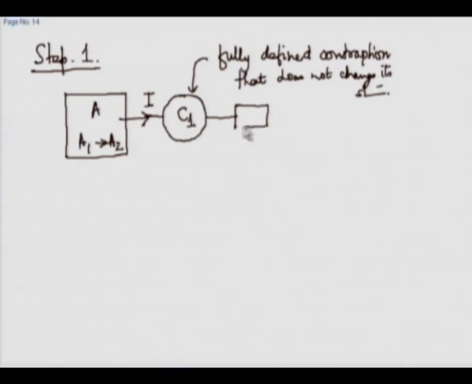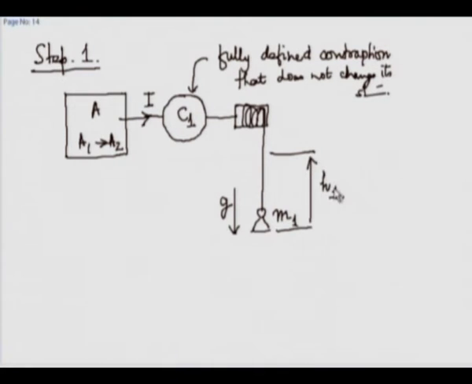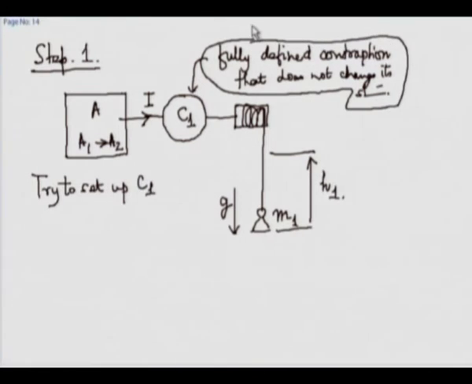And all that it does is raise a weight, mass say m1, in a gravitational field, I will just say G, and raise it, not lower it, by some height h1. We try to set up C1, which is a fully defined contraption that does not change its state. That means if at all it executes a process, it executes cycles, and which does nothing but raise a mass m1 by a height h1 against a gravitational field G. Now when we try to set up C1, it is possible or it may not be possible.